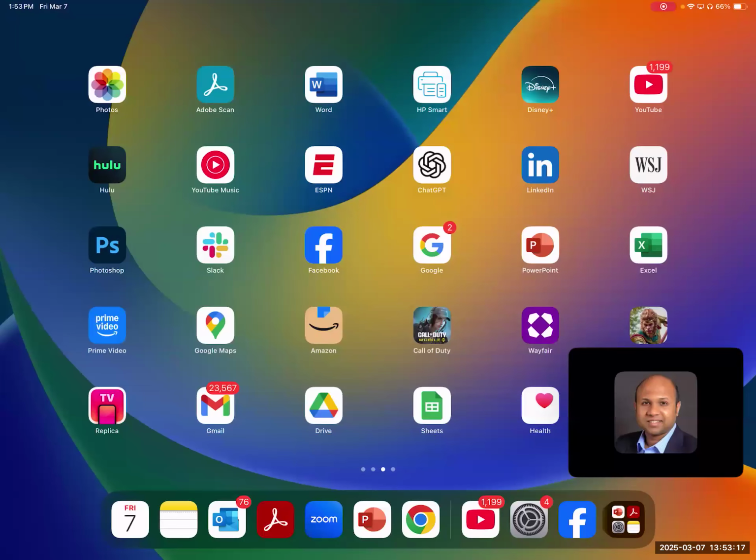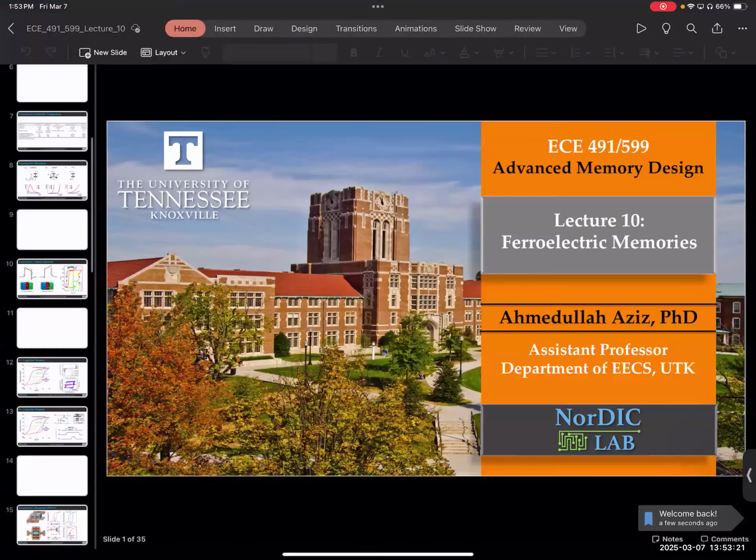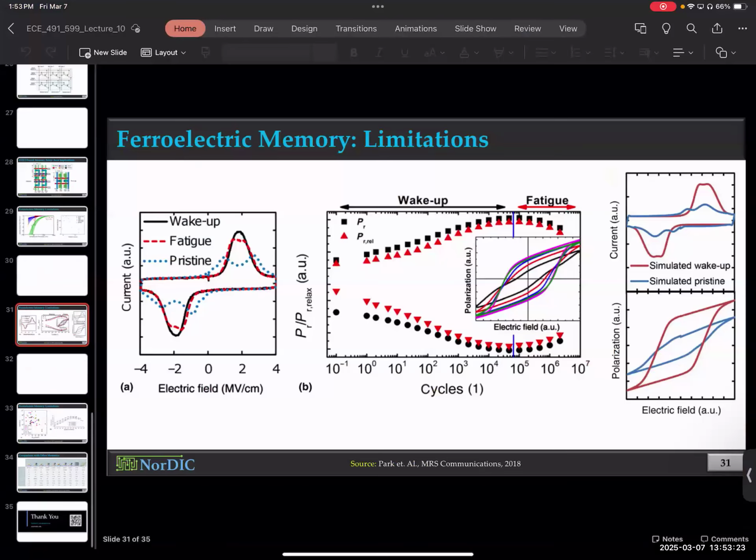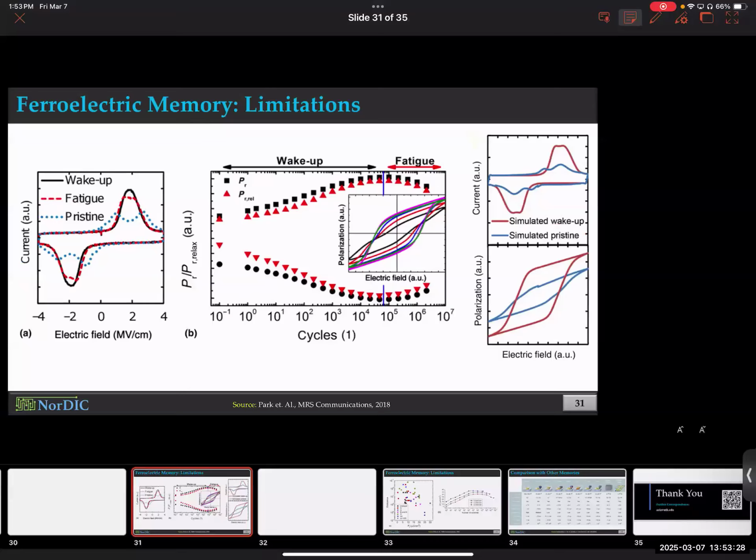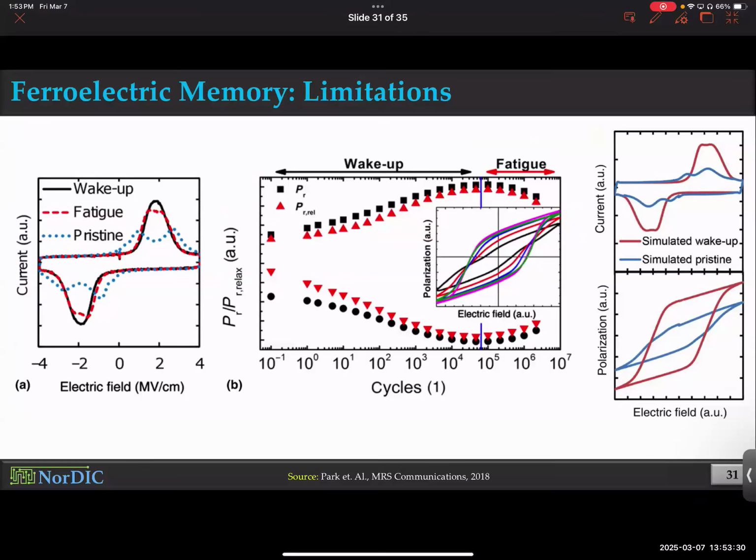All right, thankfully, we just had one slide left for the ferroelectric memory, which we'll quickly finish up today, and then we'll move on to a new lecture, right? Phase change memory today. So we discussed the pros and cons of ferroelectric memory. We covered mostly all of it, except for one, and that is a unique problem that ferroelectric memories experience, okay? That is the problem with fatigue and wake up time.